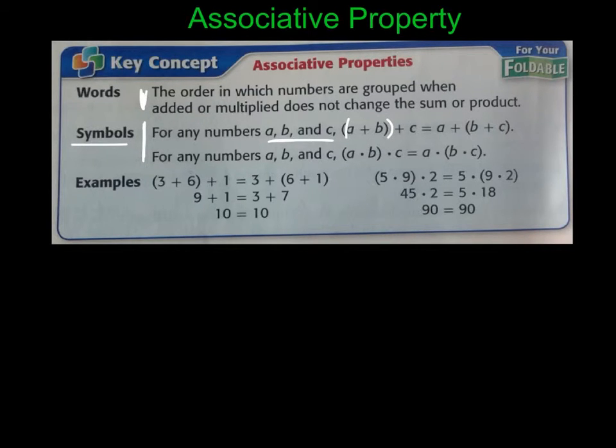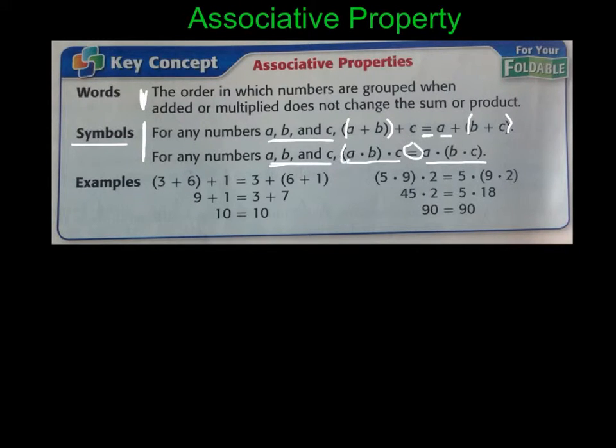You could add the A and B first, and then add C, or if you group them differently, let's say you group B and C, so that you're going to solve that problem first, and then add A, it's not going to change the answer. It's going to be the same. Okay? Same holds true in multiplication. So if you've got three numbers, the way that you group them does not change the answer. It's going to be the same.